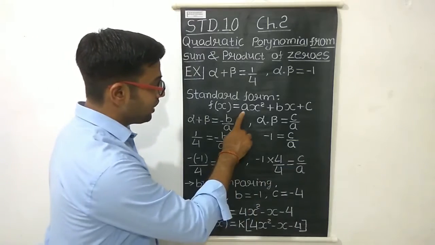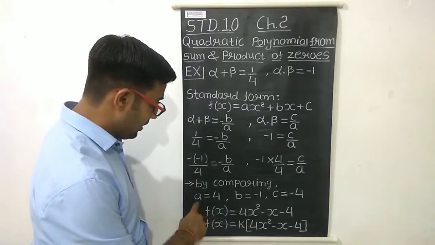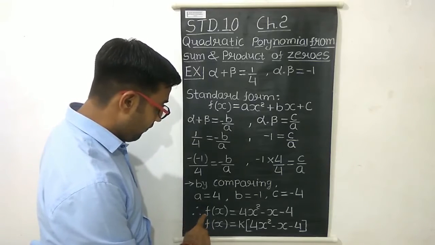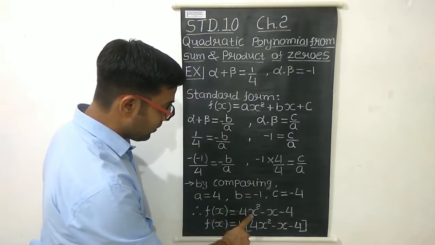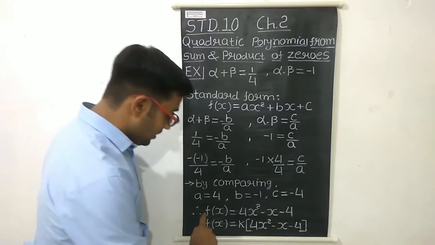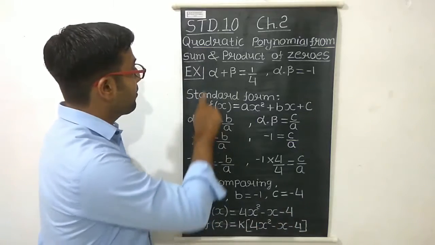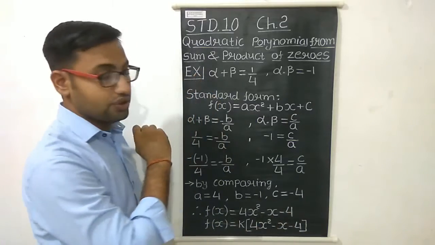Now put all these values of a, b, c in the standard form. We will get the polynomial as f of x is equal to 4x square minus x minus 4. So this is one of the required polynomials that we were asked for in this question.